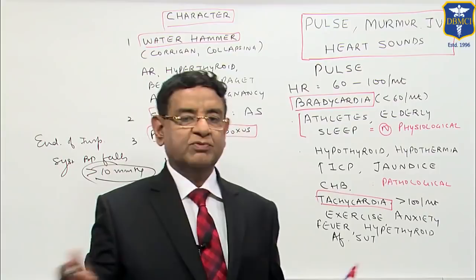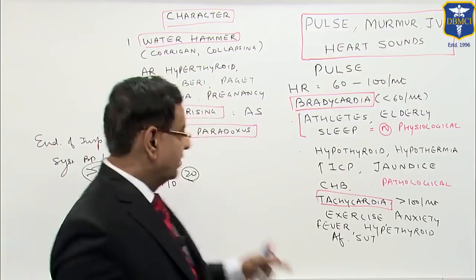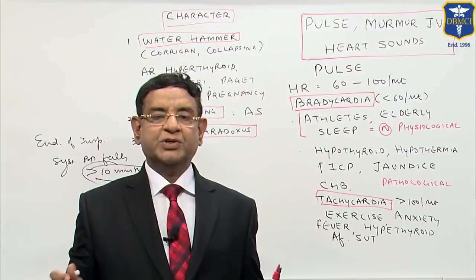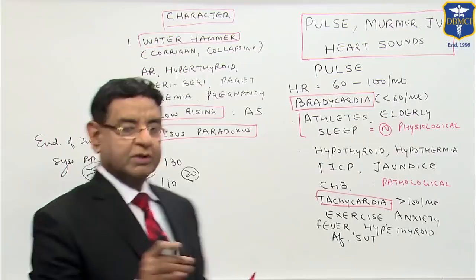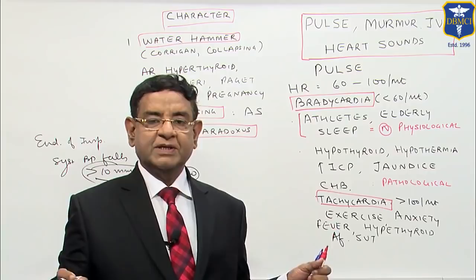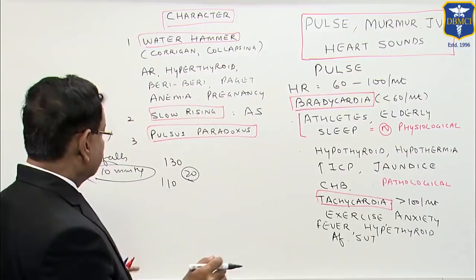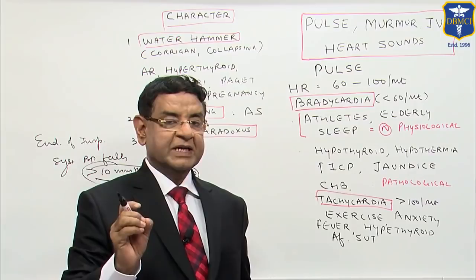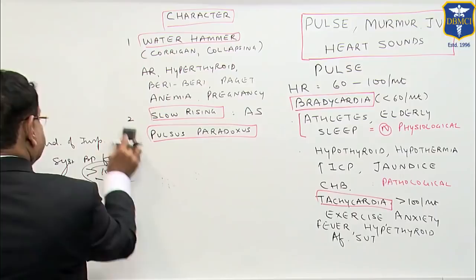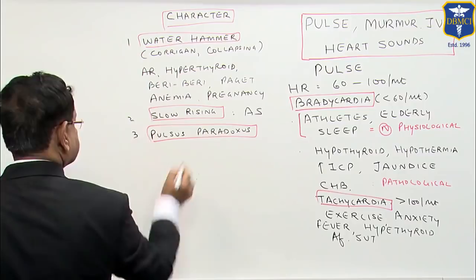You can be definitely sure about pulsus paradoxus after checking the systolic BP. Although in many cases, at the end of inspiration, the pulse may slow down, or the pulse volume may reduce, or the pulse may even disappear in some cases. So we can say pulsus paradoxus, but remember, you can be very sure by checking the systolic BP. So now let's see the conditions where we see pulsus paradoxus.